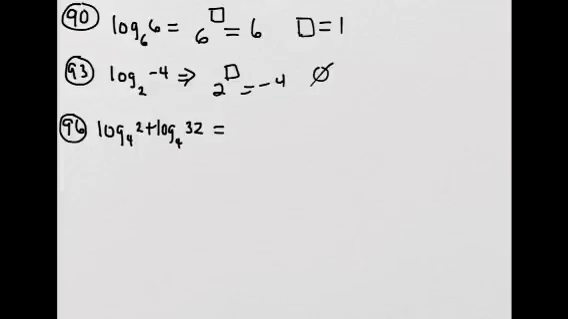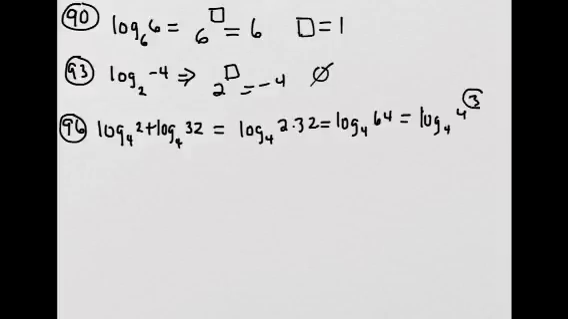So this one I can use the property of logs that says that the sum of the logs is the log of the product. So this becomes log base 4 of 2 times 32, which is log base 4 of 64, which means log base 4 of 4 to the third, because 4 to the third is 64. This 3 goes to the front of the log, so this is 3 times log base 4 of 4, and we know log base 4 of 4 is 1, so 3 times 1 is 3.